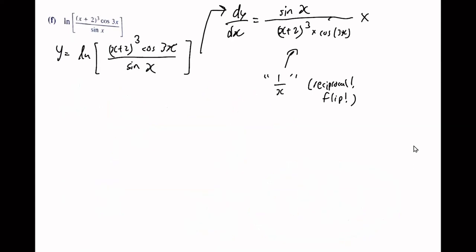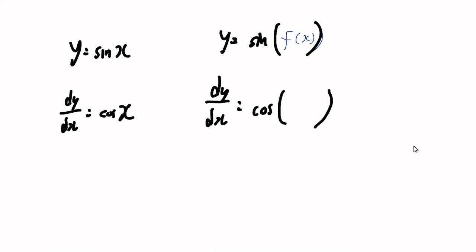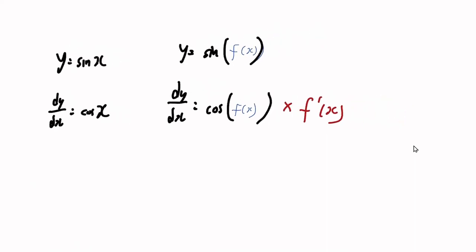Let me write it down again for all the others. y equals sine x, differentiate dy by dx, you get cosine x. But if you change it to y equals sine of f of x, differentiate, it's cosine of f of x, but don't forget to times f prime of x. The times f prime of x is just an extra step because of the chain rule.